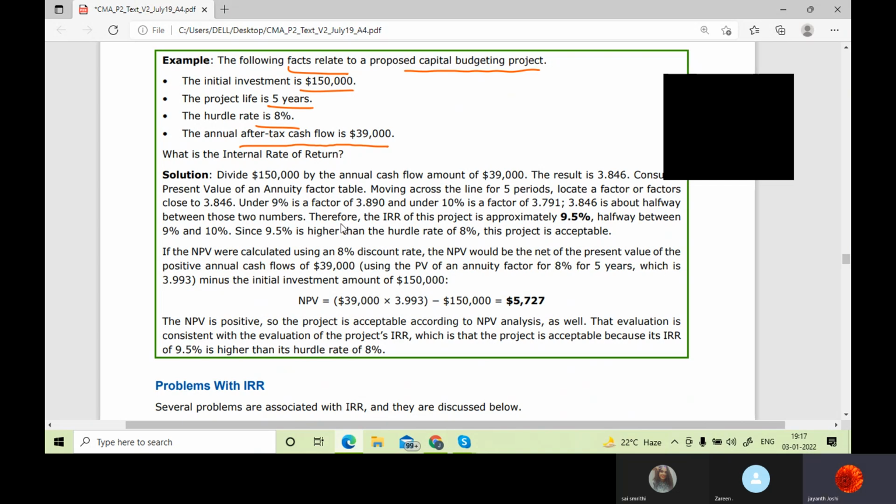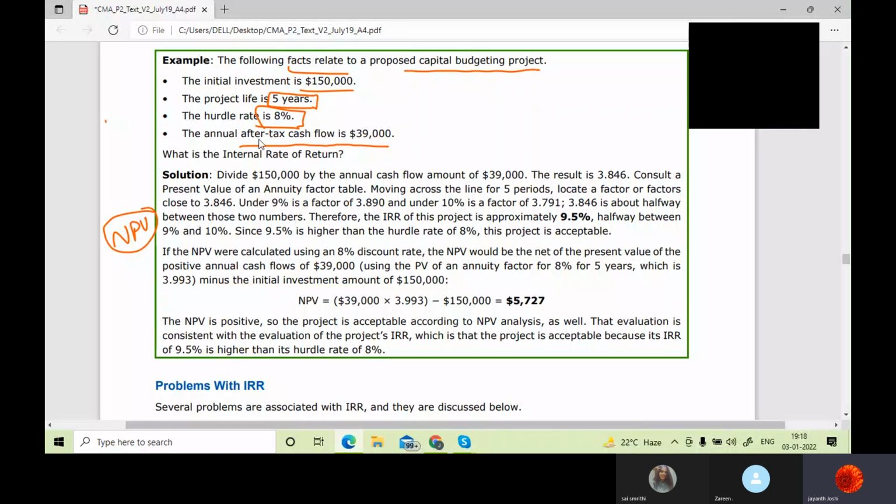So what we are doing here is first let us find out the NPV. It's very clear that this is a project which would last 5 years and the hurdle rate is 8%. That is the minimum required rate of return you desire. Now let's see what procedure they're following to find the IRR. They are asking you to divide the 1,50,000 investment by your annual cash flow of 39,000.